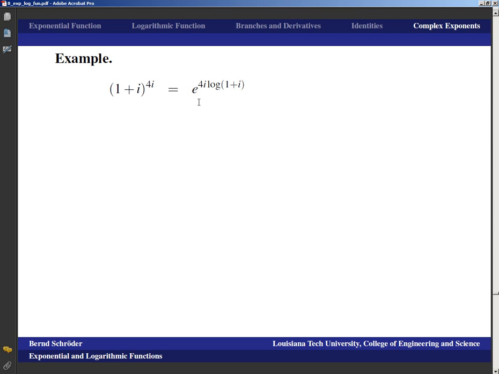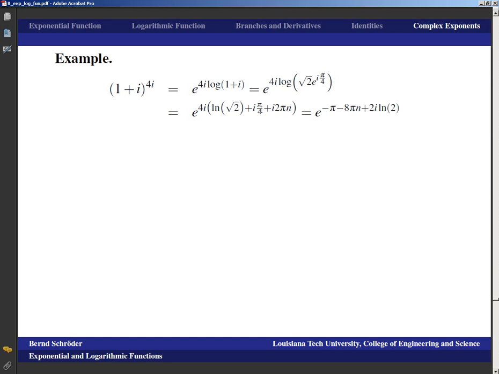Well, that would mean we have to take the logarithm of 1 plus i and stick that into the complex exponential function after we multiply it with 4i, so we get e to the 4i log 1 plus i. Well, the magnitude of 1 plus i is square root of 2, and it sticks out on the diagonal, so the angle is pi over 4. Now we can take the logarithm, so this is e to the 4i times ln root 2 plus i pi over 4 plus i 2 pi n. And, well, then we multiply that out.